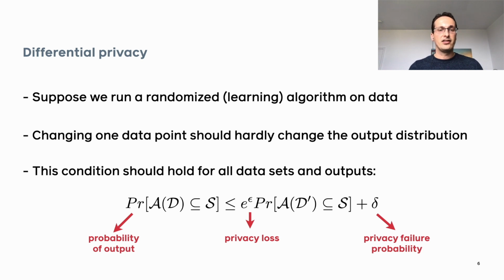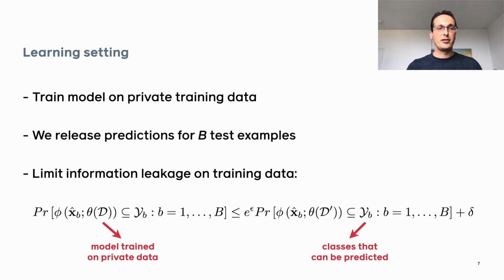And the difference is measured in terms of a privacy loss, e to the power epsilon, where epsilon is the privacy loss, and an additional fixed term delta, which is referred to as the privacy failure probability. And so this is the framework that we'll be looking at in our study. But in order to use it in private prediction, we do need to adapt it a little bit.